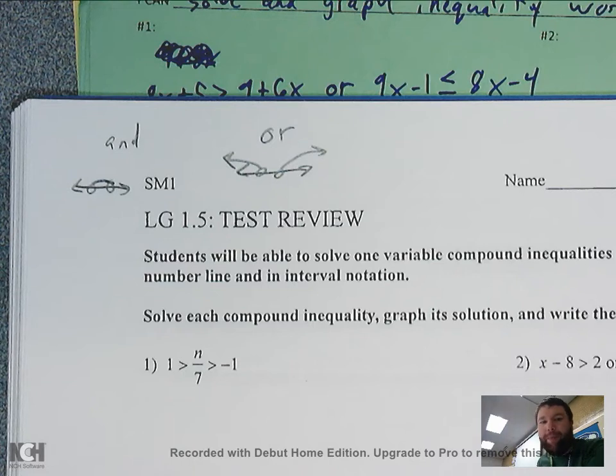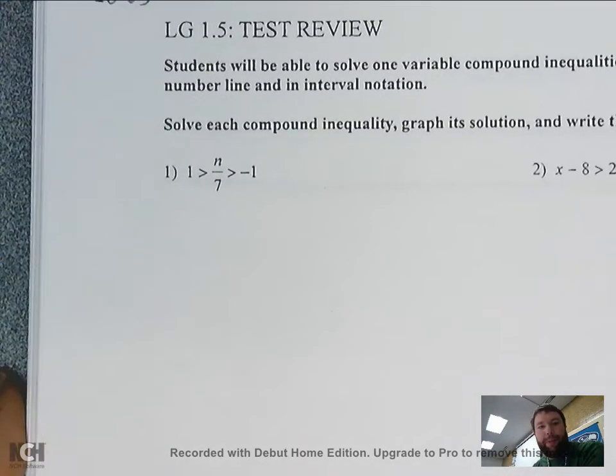You would have your open circles, closed circles. If it eats the variable, it goes to the right. If it eats the number, it goes to the left. And you would also have, if you multiply or divide by a negative number, it's going to flip your inequality sign. Okay, let's go through and do some examples.